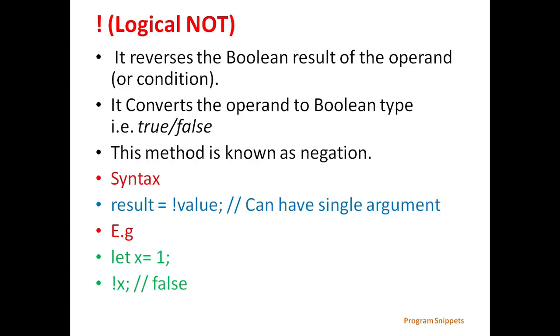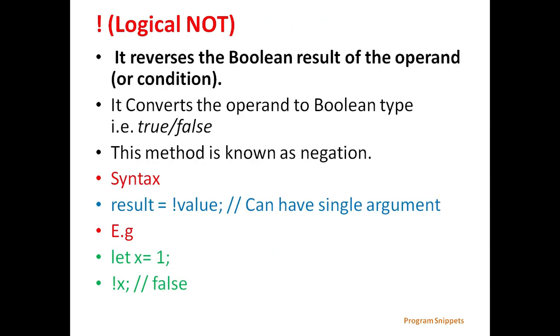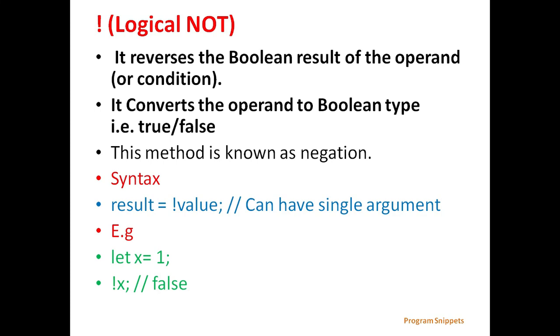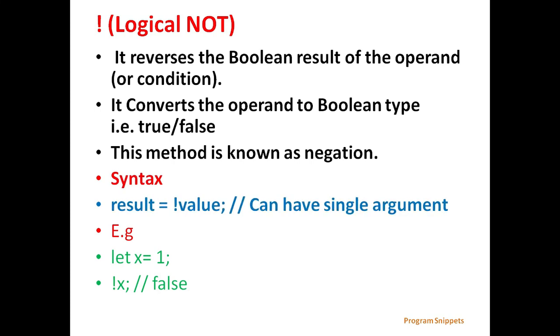Next is logical NOT. It reverses the Boolean result of the operand. It converts the operand to Boolean type, that is true or false. This method is also known as negation. General syntax is result equal to not value. Here we can have only a single argument. For example, if we assign x equal to 1 and if we give not x, it will return false.